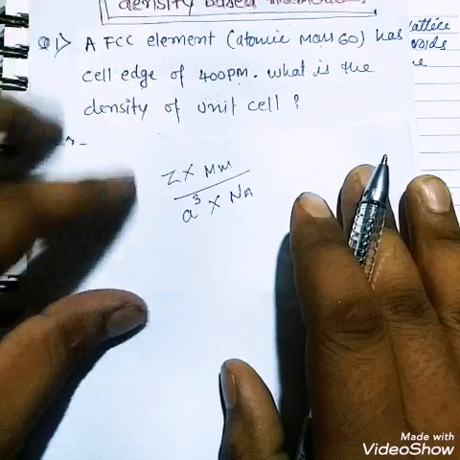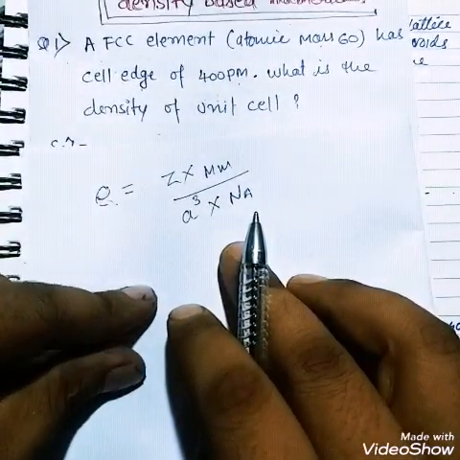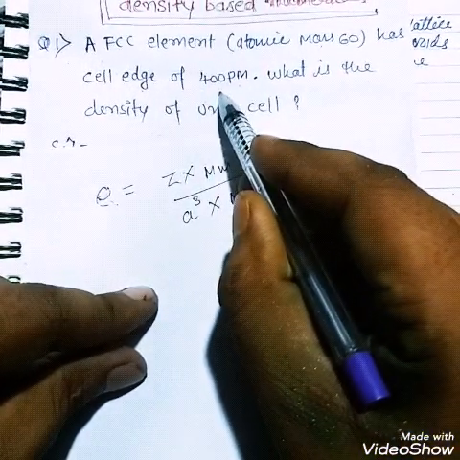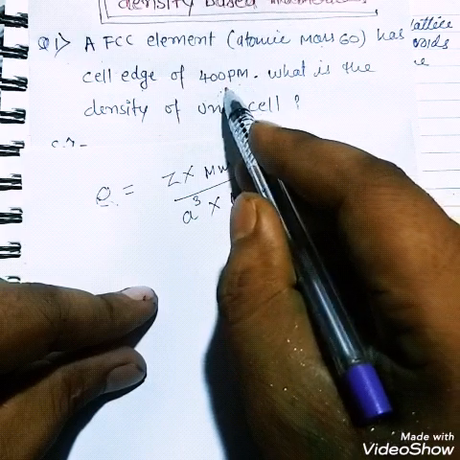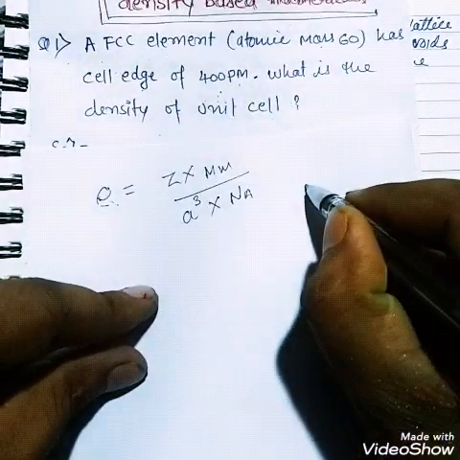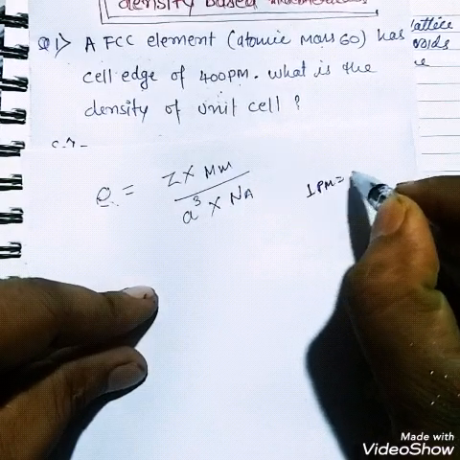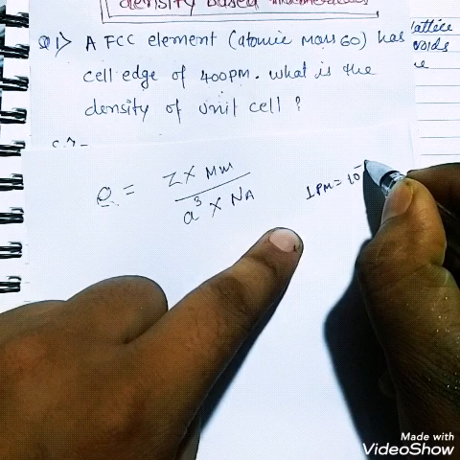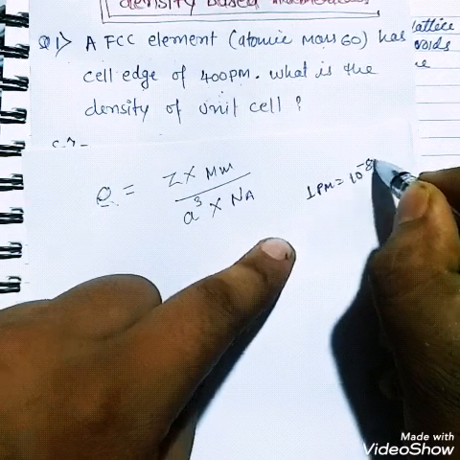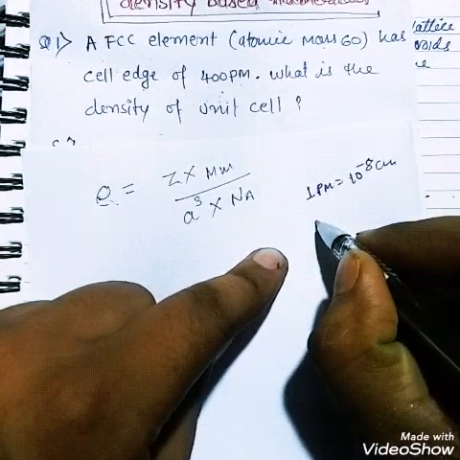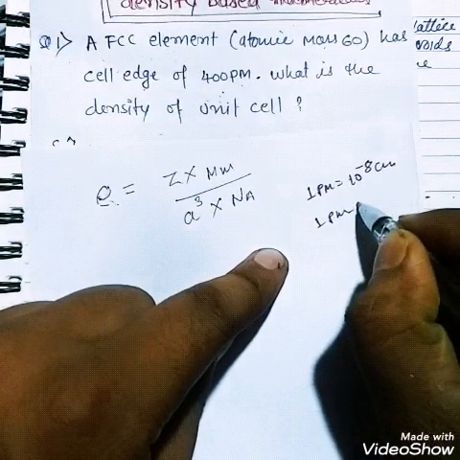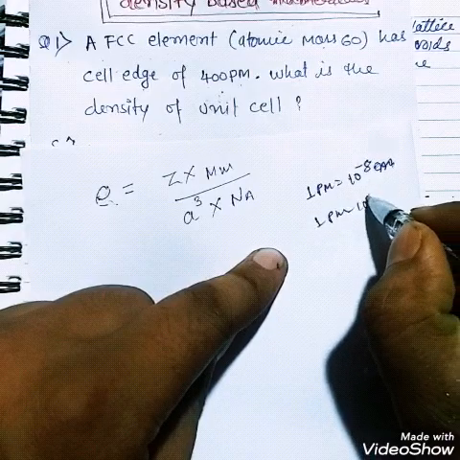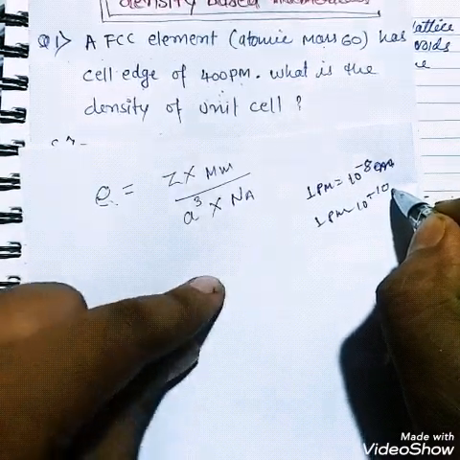Now one more thing I want to tell you. If any question has picometer, we convert picometer into centimeter. 1 picometer is 10 to the power minus 10 meter, and in centimeter it is 10 to the power minus 10. So here it is very important.